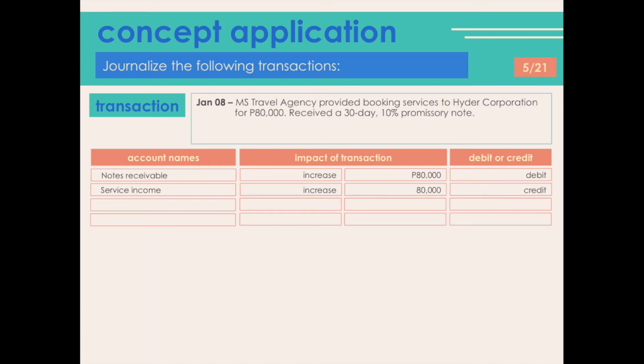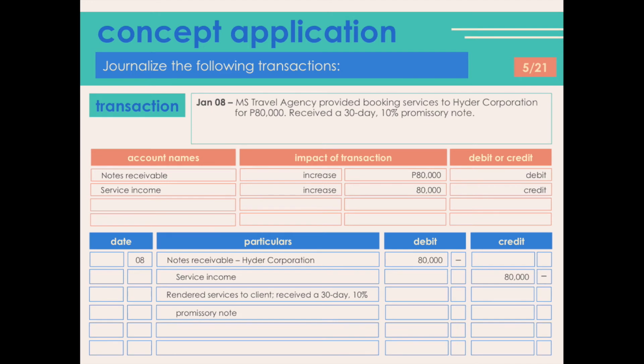Emma's travel agency provided booking services to Hyder Corporation for 80,000 pesos. Received a 30-day 10% promissory note. In this case, we debit note receivable for 80,000 since a promissory note was given by the customer, and this is the value received by the company. In exchange, the company provided services, so this means that service income should be credited for 80,000. Again, it would be better to specify the name of the entity, Hyder Corporation, beside the notes receivable.